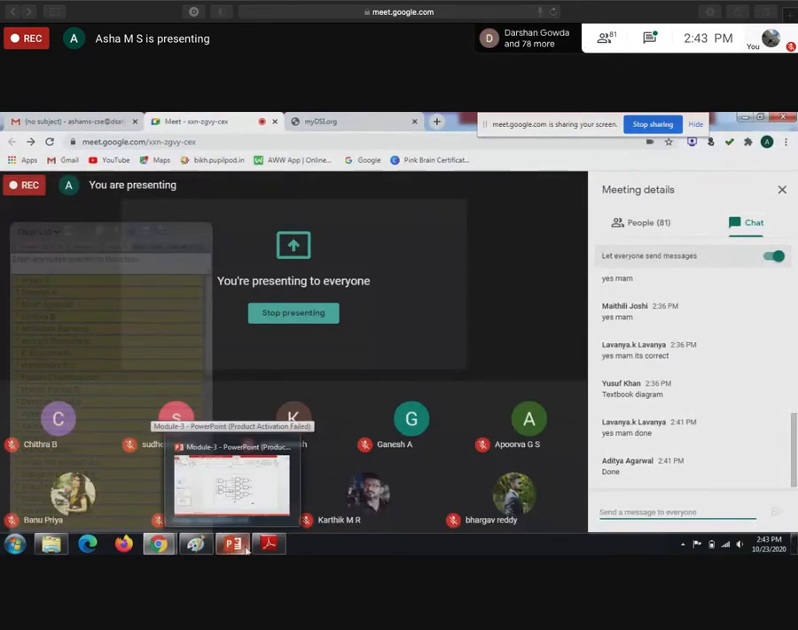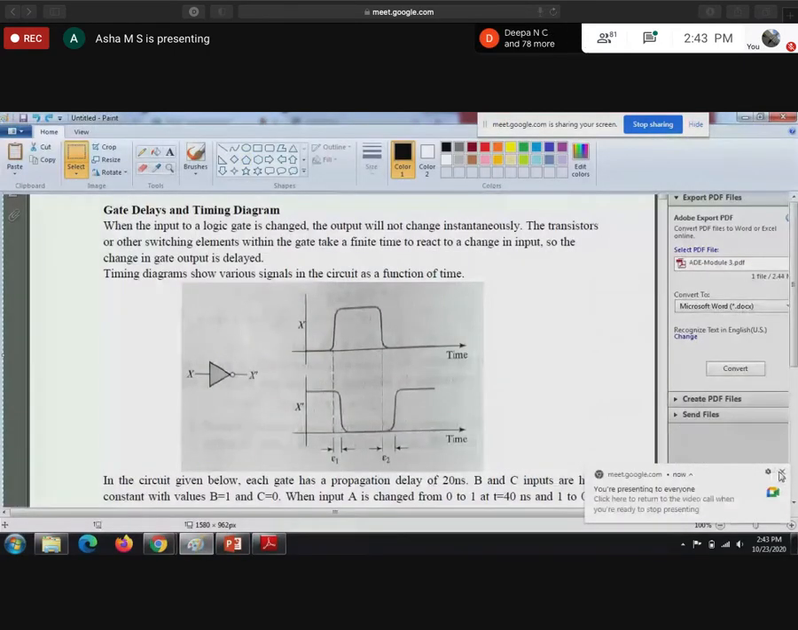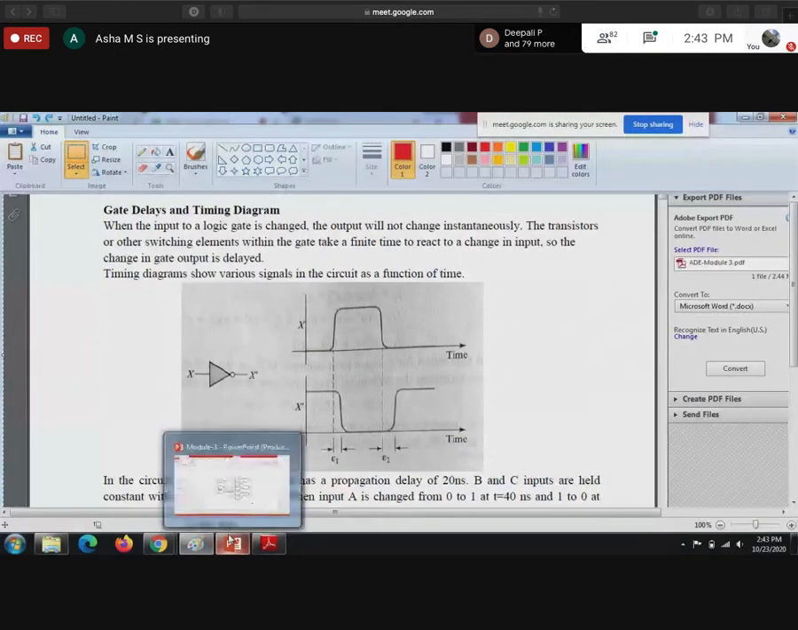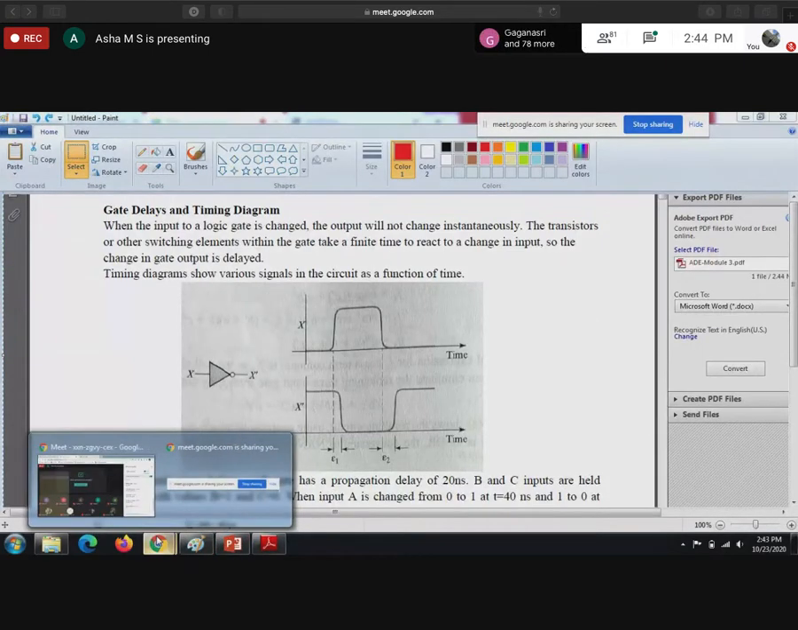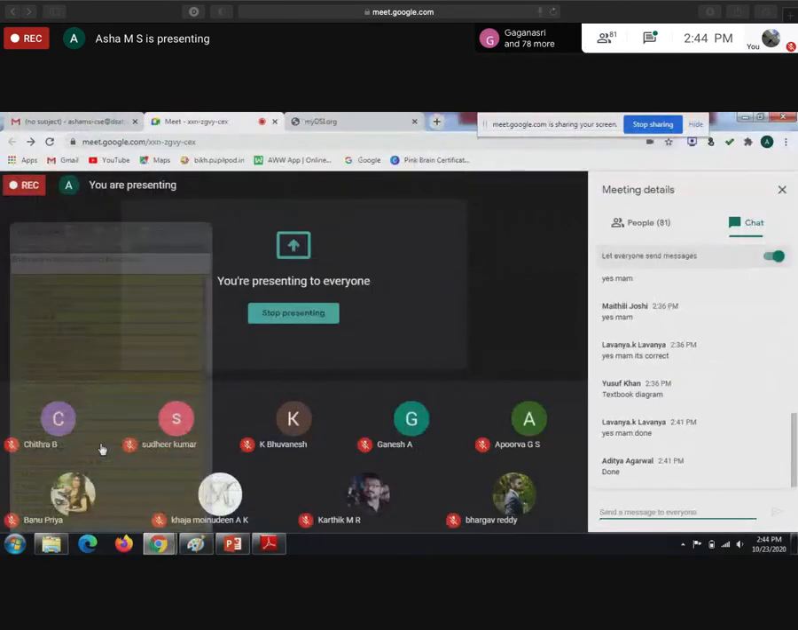Next we have gate delay and timing diagram. So what is this gate delay and timing diagram? We have a logic circuit, and we are able to change only the inputs, correct? Whenever we change the input to a logic gate, will the output change immediately, or will it take some amount of time to change?